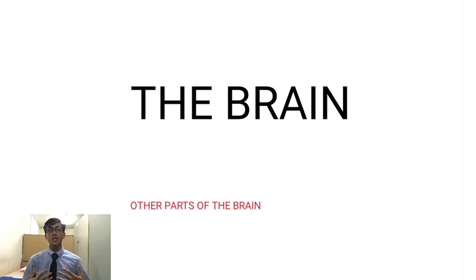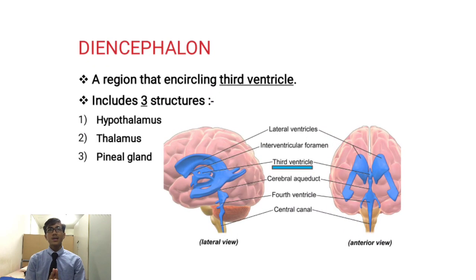Now, I, Afiq, will explain about the other parts of the brain. So let's start with the diencephalon. The diencephalon is a region encircling the third ventricle. It has three structures: first, the hypothalamus, second, the thalamus, and third, the pineal gland.